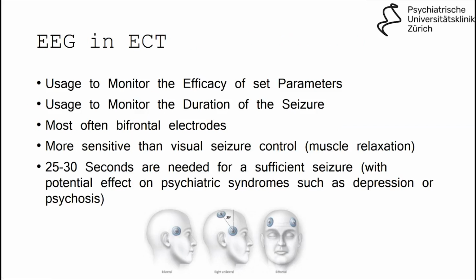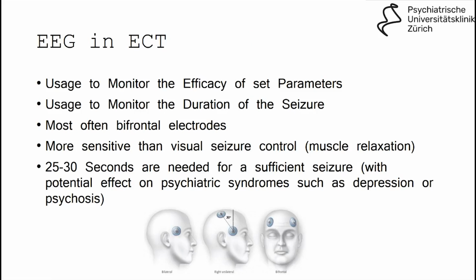So time is running, 10 minutes left. So let's jump into the EEG and electroconvulsive therapy. What do we need that for and why do we need it? The problem is that in ECT, we need a seizure that should last at least 25 to 30 seconds. The duration of the seizure beyond that has been proven not to be clinically efficient. So that means we need our patients to have a seizure for that period of time.